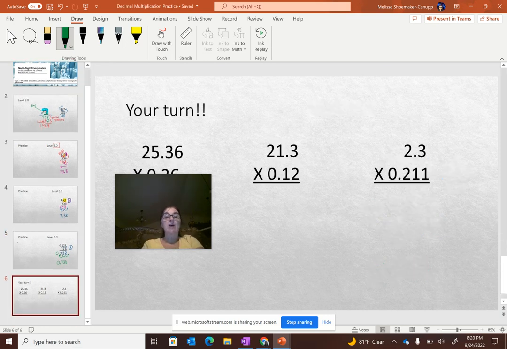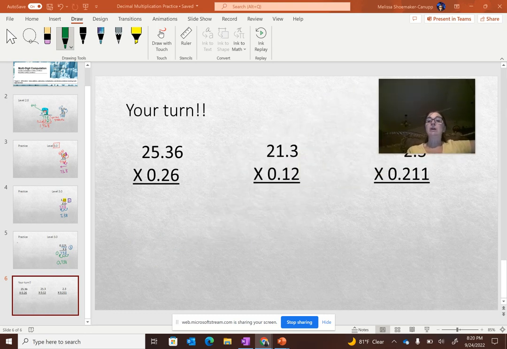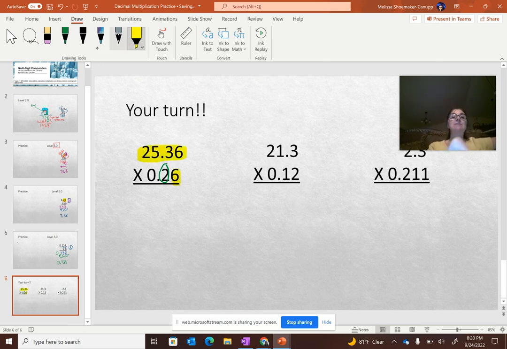Okay, so now on your PowerPoint slides that I printed for you, there's 3 of them for you to try. Now, if you'll notice, these look a little bit harder. So I'm going to do the first one with you because we do have 2 digits here. So remember, I'm going to start off with taking 6 times this entire number.